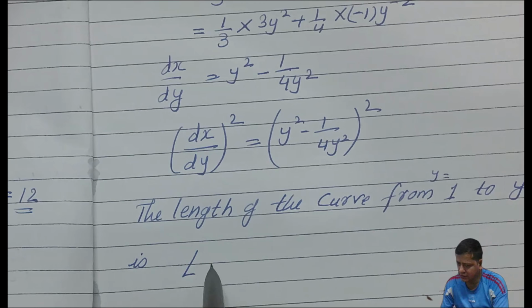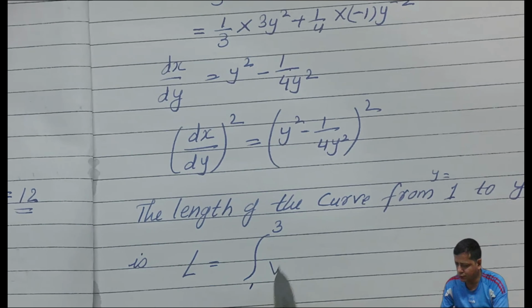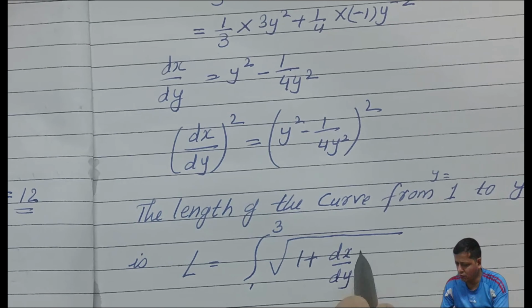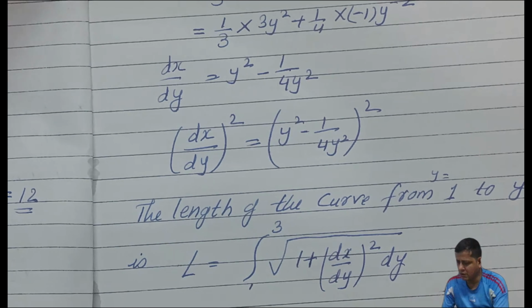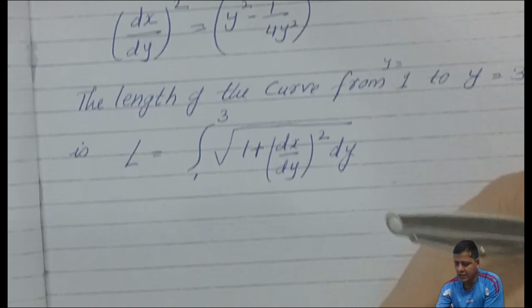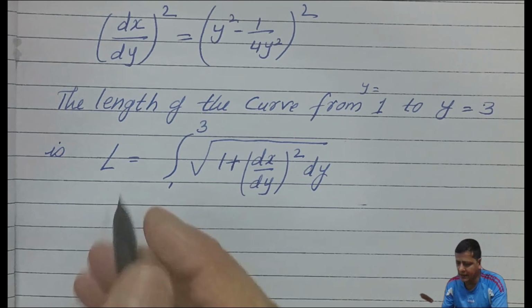Now its formula is given: L is equal to, we should remember this formula, the integral of the root of 1 plus (dx by dy) whole square dy. So this is what the formula was. Now let's apply the elements that we got till now into this formula so that we get our answer.